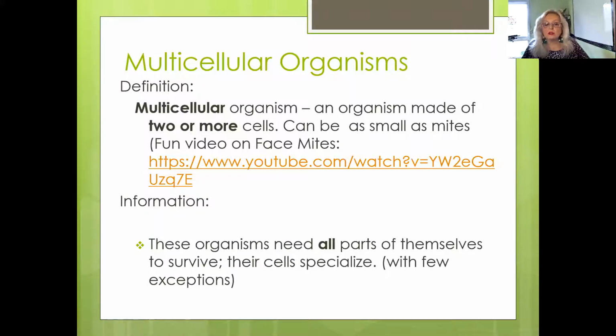Information. These organisms need all parts of themselves to survive. Their cells specialize with few exceptions. So you need all the different types of cells that are in your body, for example, in order to survive. They all do a particular job.